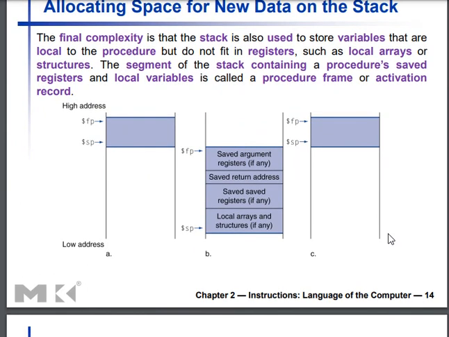So here the final complexity is that the stack is also used to store variables that are local to the procedure. If you have any local variable in a procedure, you can push it onto the stack, especially those that do not fit in registers, such as local arrays or structures. The segment of the stack containing the procedure's saved registers and local variables is called the procedure frame, or activation record. Remember that.